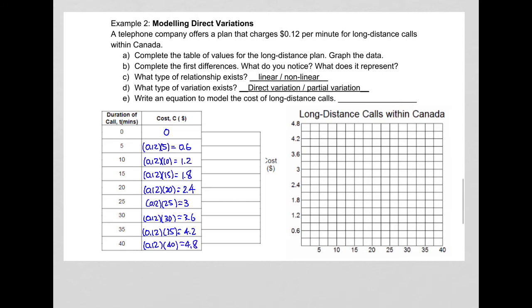After we complete the table, then we're going to graph the points. On the left-hand side is the cost, which is the dependent variable. On the bottom is the independent variable, which is called the duration time.